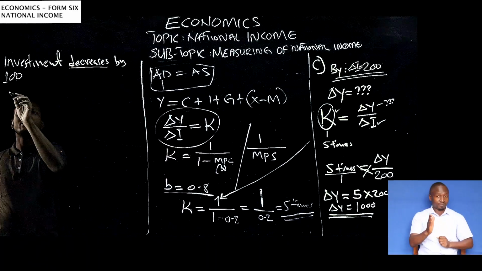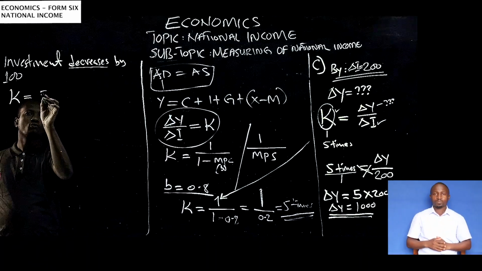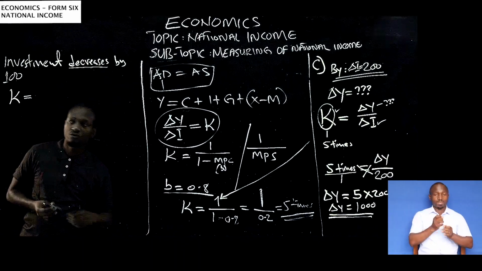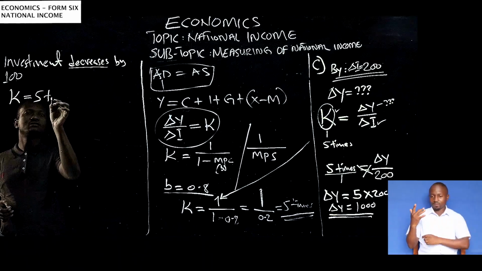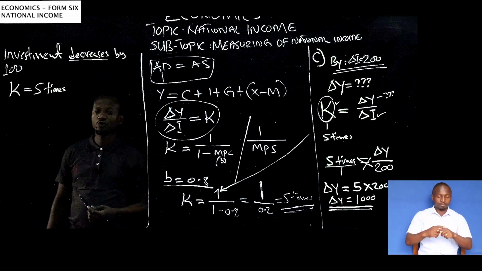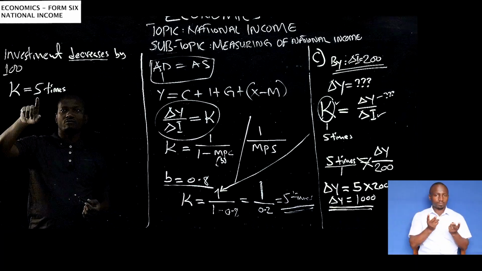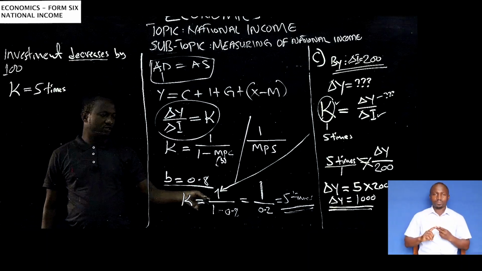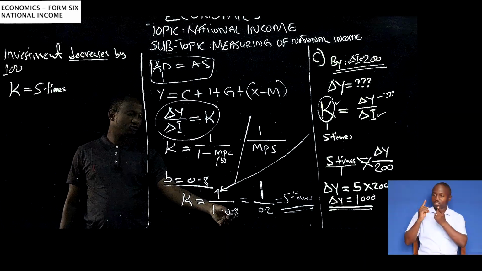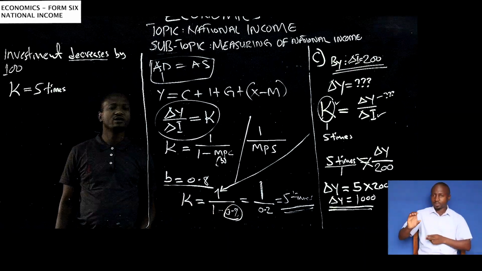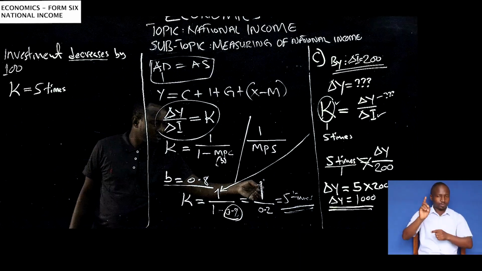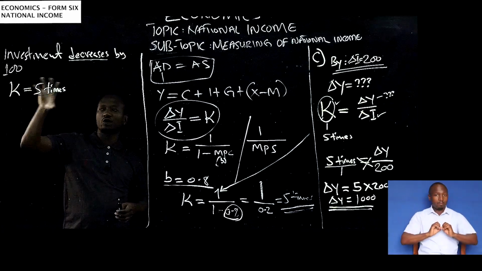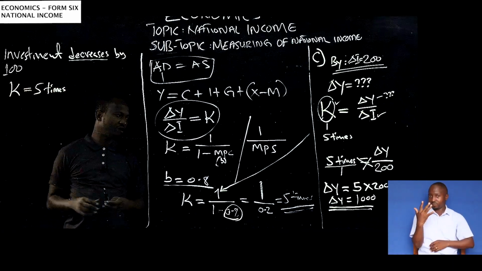Our multiplier will be 5 times. We have to use the same multiplier, which is 5 times, because there is no change in the marginal propensity to consume. The marginal propensity to consume will be 0.8 according to the question, and we have to use the same formula. So the multiplier will also be 5, no changes in the multiplier.